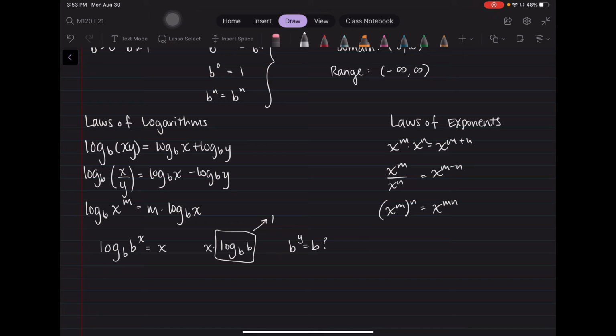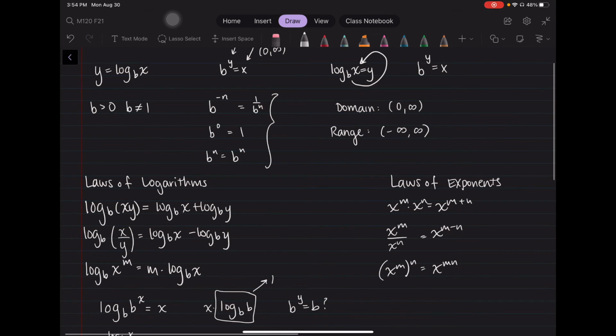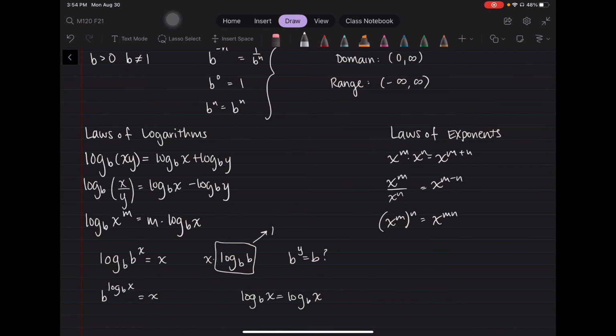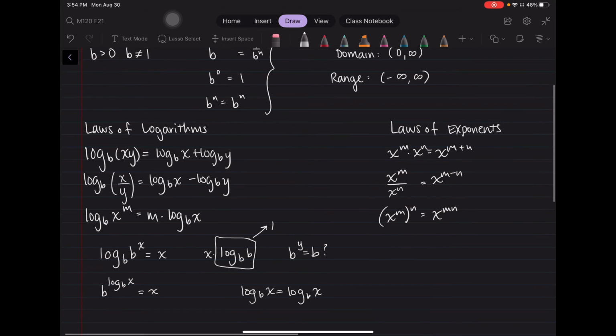Then again, b raised to log base b of x is equal to x. Rewriting this using logarithmic expressions, that is the log base b of x is equal to log base b of x. Converting that using the statement above, where y equals log base b of x and b to the y equals x are equivalent.